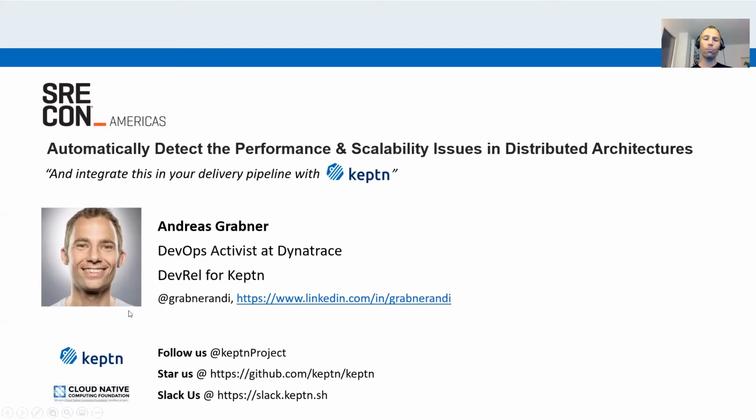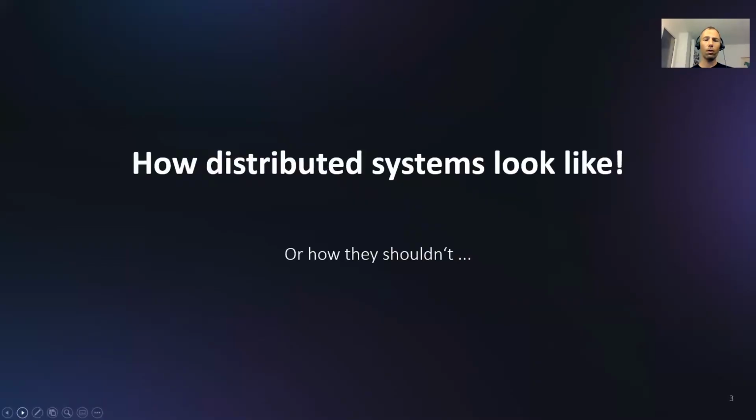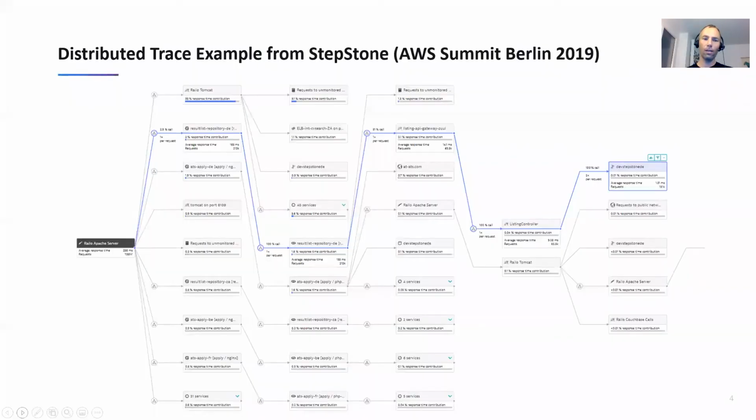But let's get started. Distributed architectures. So what do distributed systems actually look like? Well, maybe how they shouldn't look in case you are challenged with distributed systems. Let me give you an example. What you see here is a distributed trace from StepStone, a European company. I co-presented with them at AWS Summit in Berlin last year.